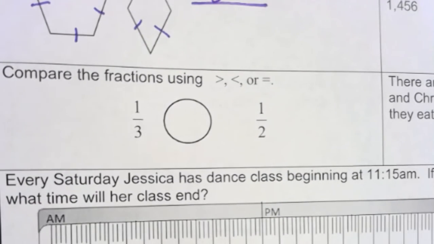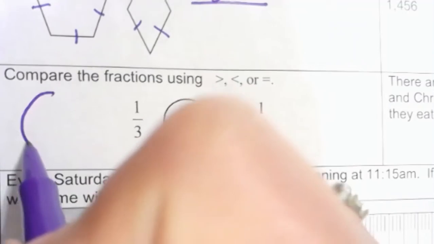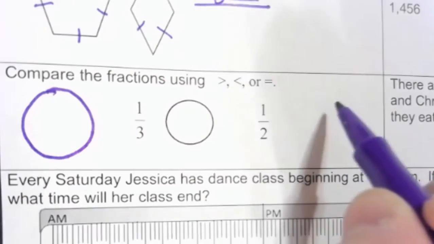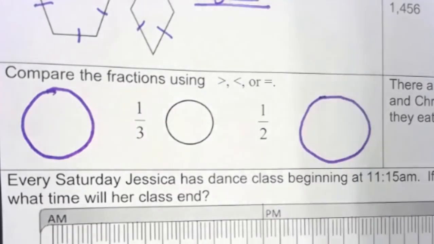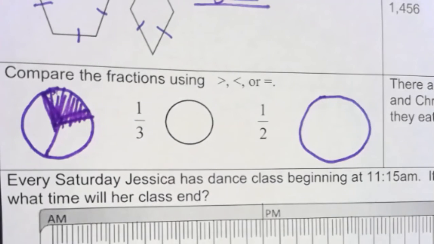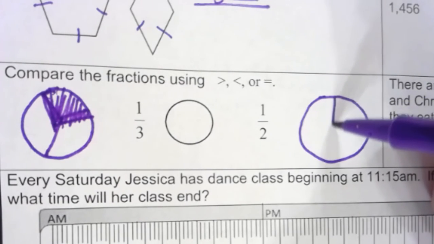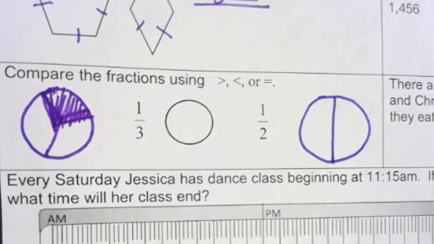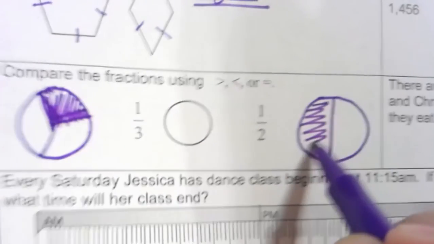Comparing fractions. We could do this with pizza, or we could do this with our butterfly method. It's been a while since we've drawn a picture, so let's draw a picture today. We have a pizza, and over here we cut our pizza into 3 equal slices. Oh, that's not equal. That's better. And we get to eat 1 slice. Over here, we're going to cut our pizza into 2 slices, and we get to eat 1 slice.